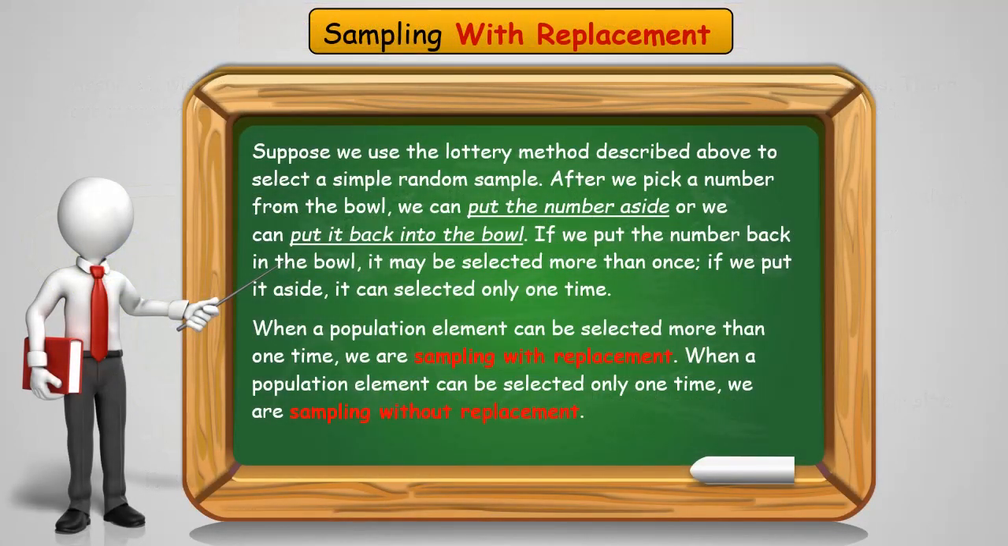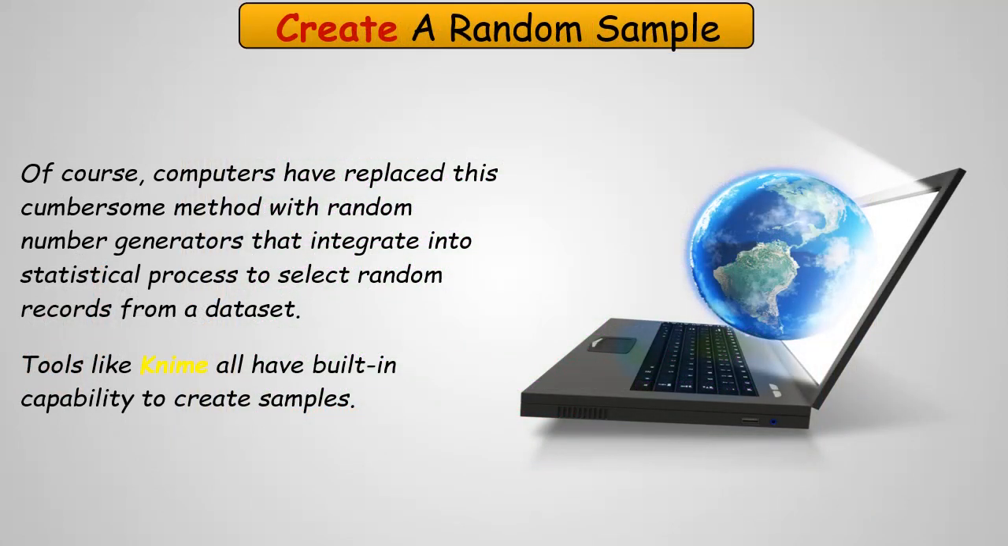Now, one last thought about sampling when you're doing random sampling is replacement. Suppose we're using the method that I described above, and after we pick a number, we have to decide: do we put that number aside, or do we put it back in the bowl so that we can draw that number again? That's the difference. When a population element can be selected more than one time, that's referred to as sampling with replacement. When a population element can only be selected once, meaning you don't put it back in the bowl, that's sampling without replacement.